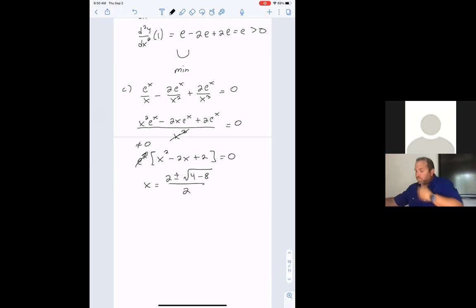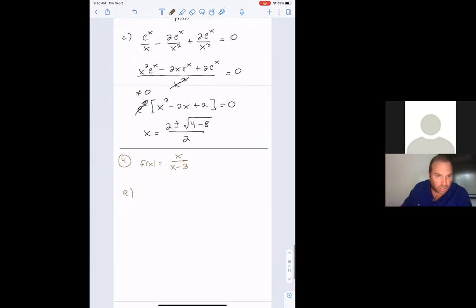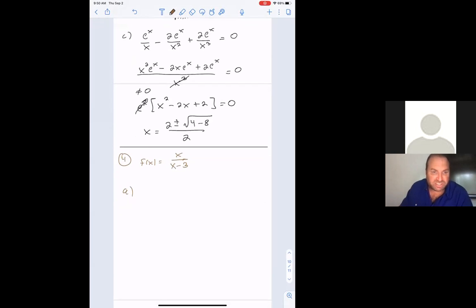All right, question number 4. We have f of x equals x over x minus 3, and they're so nice telling me x can't be 3. Thank you so much. I wouldn't have known otherwise. That was sarcasm, by the way. A. Show that f is decreasing for all x values in its domain. Show that f is decreasing, going on the way down, for all x values in its domain.